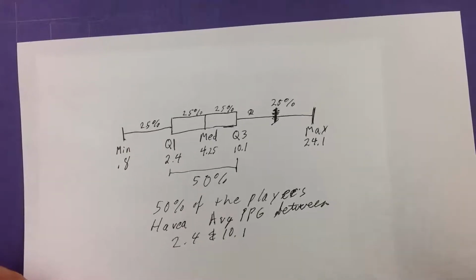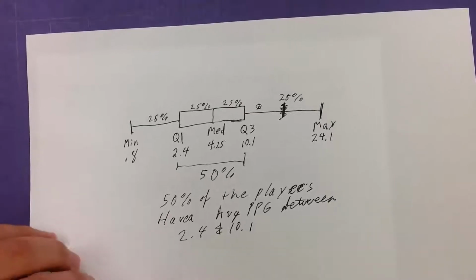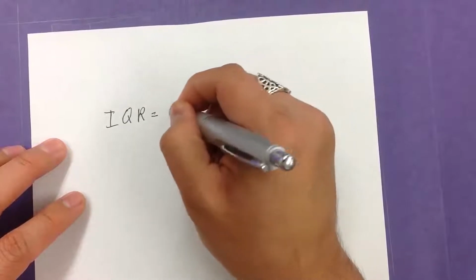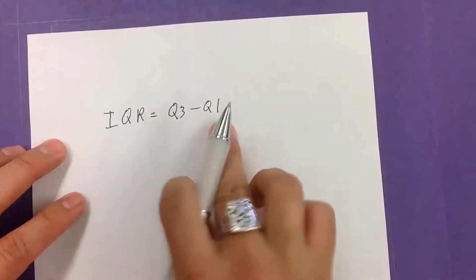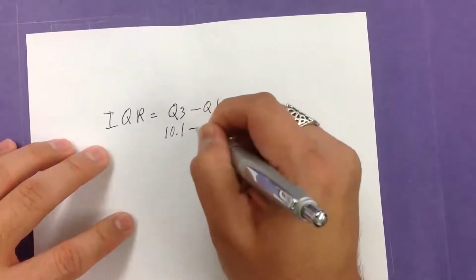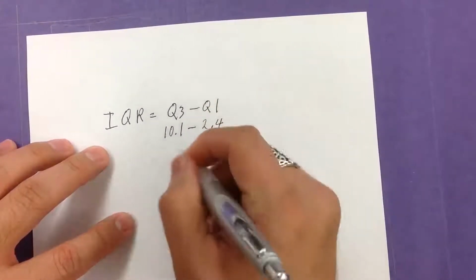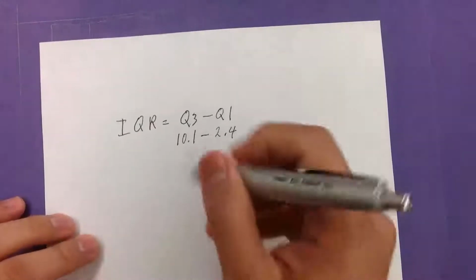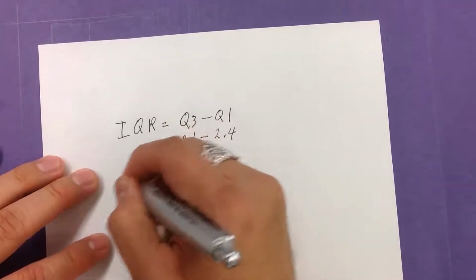Alright. Now you're probably wondering about something called outliers. To calculate any outliers, we have to find something called the interquartile range, the IQR. That's basically Q3 minus Q1, quantile 3 minus quantile 1. Quantile 3 is 10.1 and quantile 1 is 2.4. So 10.1 minus 2.4 is 7.7. So that's our interquartile range.